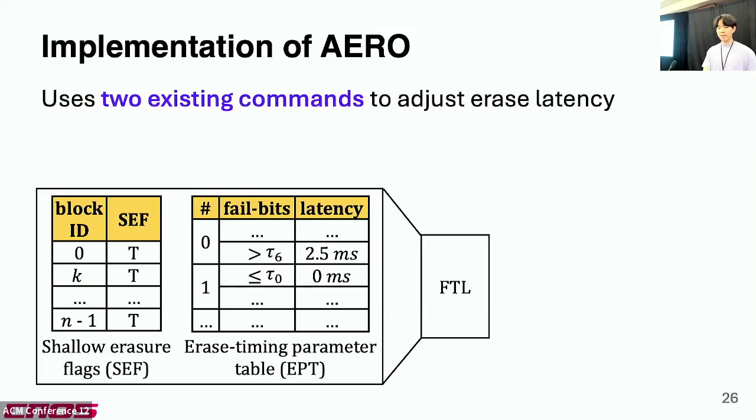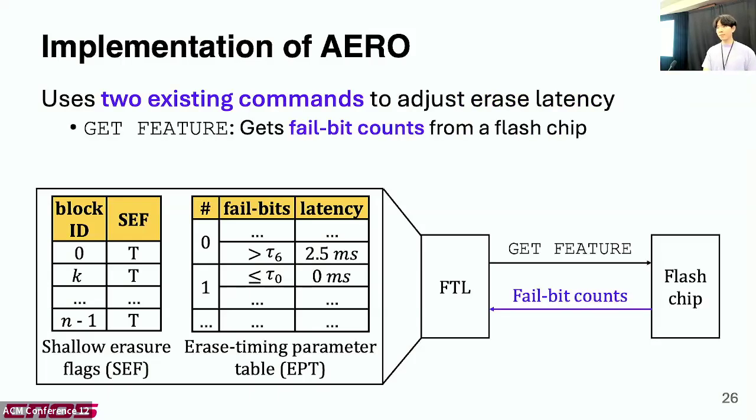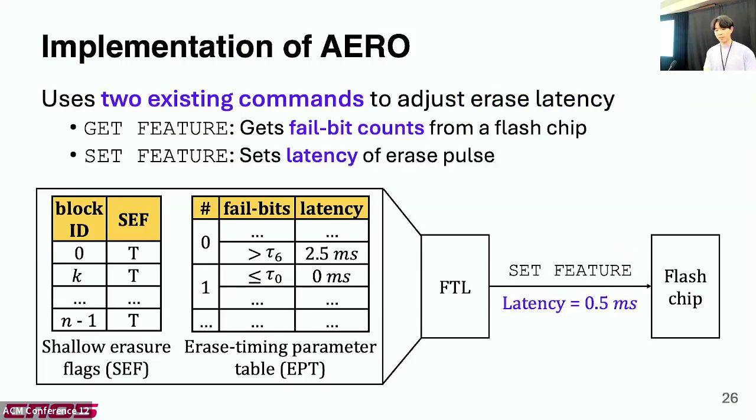FTL uses two commands to adjust erase latency here. First, FTL obtains the fail bit count from a flash chip using the get feature command. Second, FTL sets the erase pulse latency using the set feature command.